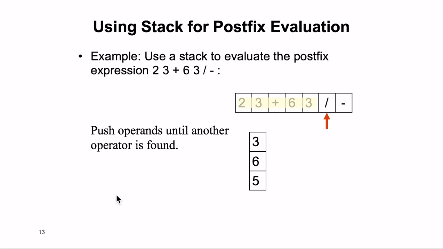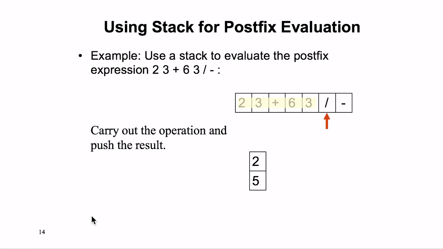So the next step, we scan and push the operands until we see another operator. So we scan 6 and push it onto the stack, and then we scan 3 and push it onto the stack, on top of 6. The next one we see is the division operator. We pop the 6 and 3 out and carry out the operation and put the result back onto the stack.